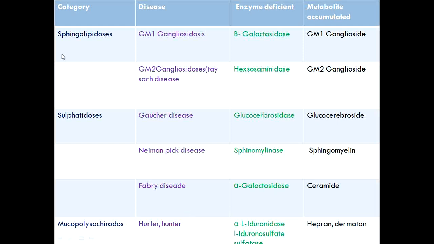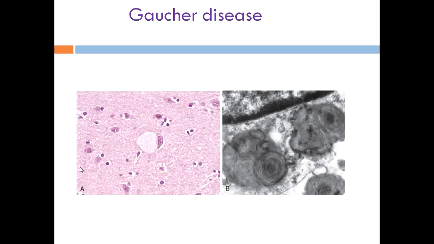So in all these diseases, different metabolites are accumulated, like gangliosides are accumulated in sphingolipidosis, glucocerebroside, sphingomyelin, and ceramide are accumulated in sulfatidosis. This is the Gaucher cell. You can see here, cytoplasm appears like wrinkled tissue paper, while under electron microscopy, laminated membranes are seen.